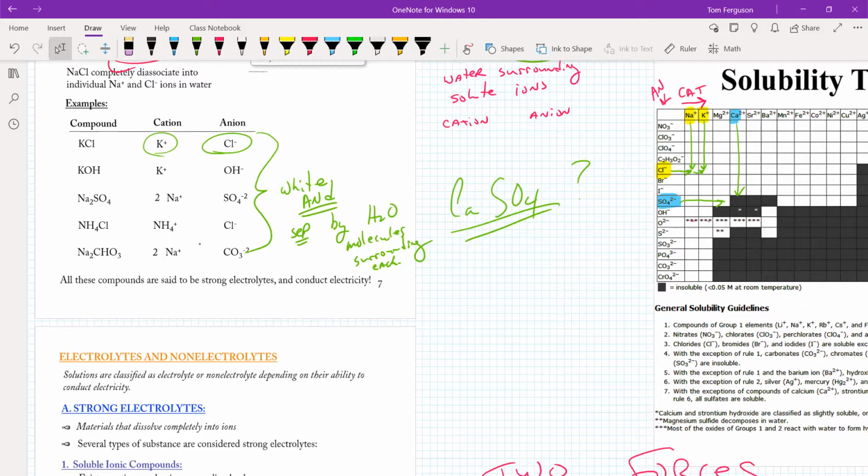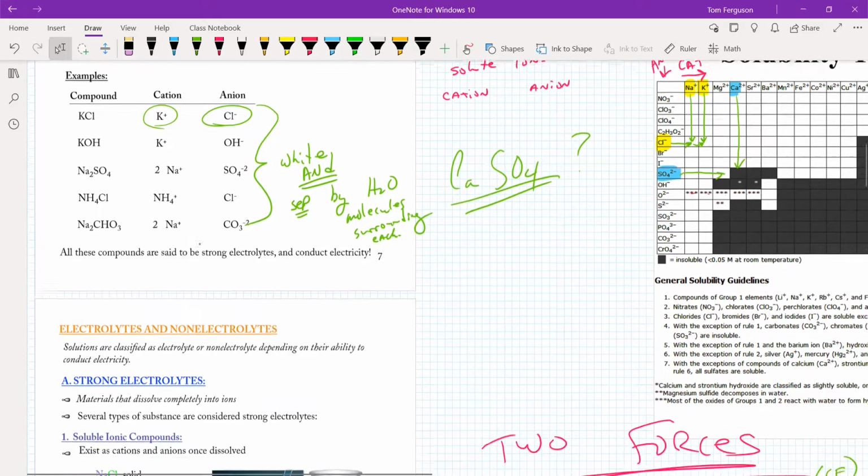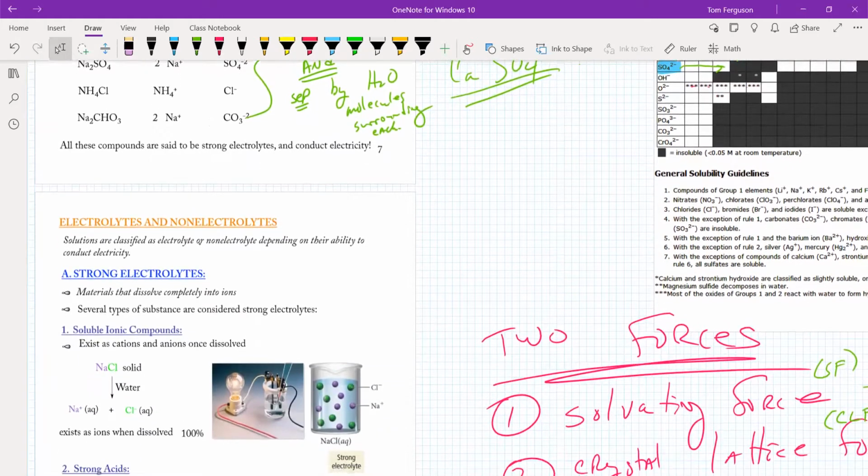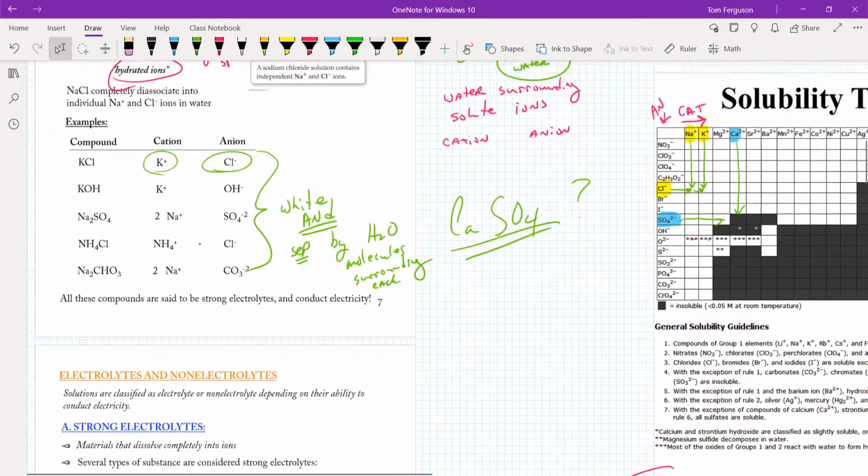Okay, all right, so let's now go on. Monday, I want to talk about the equation for when we throw this stuff together.